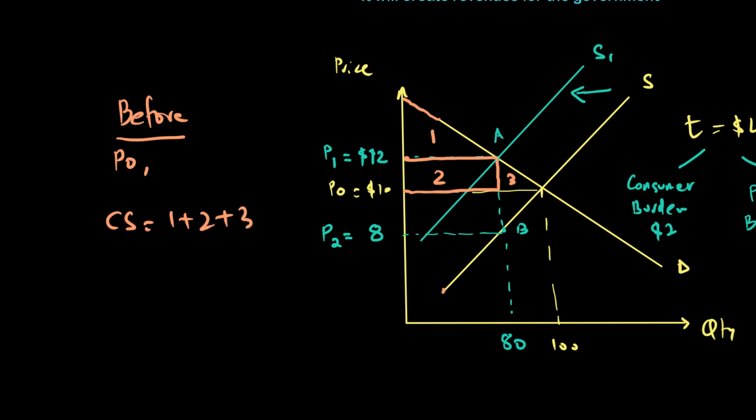On the other hand, for producer surplus, let's extend these lines also all the way till the end. Producer surplus is the area under the market price above the supply curve. So my producer surplus will be area 4 plus this rectangle, area 5 and area 6. So producer surplus will be area 4 plus 5 plus 6. Remember, the quantity bought is 100 and the price is $10.